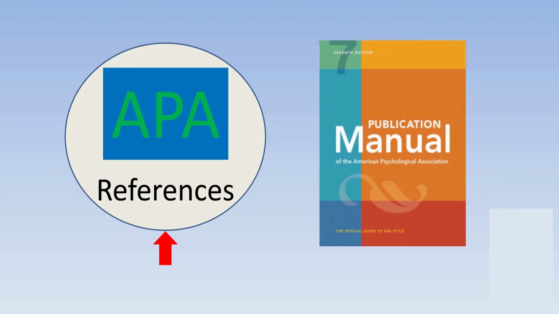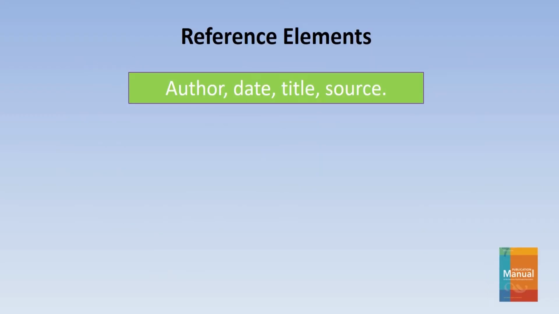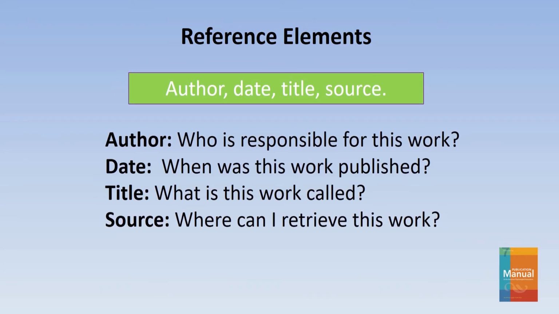Now let's look at creating entries for the end-of-paper list of resources called references. APA style has 4 basic elements: author, date, title, and source. These tell us who is responsible for the work, when it was published, what it's called, and where it can be retrieved. Any reference list entry will have variations of these elements.